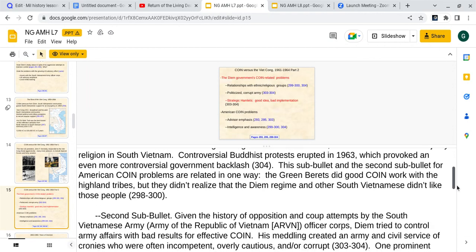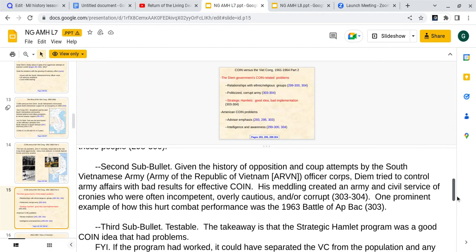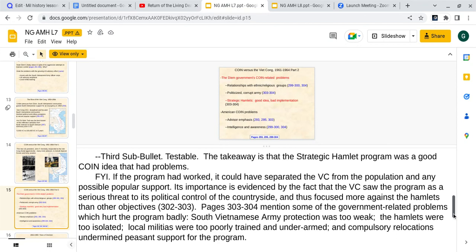They specify here what's testable to know about strategic hamlets. The takeaway is that the strategic hamlet program was a good counterinsurgency idea that had problems. It's important, as evidenced by the fact that the Viet Cong saw the program as a serious threat to political control of the countryside and focused more against the hamlets than other objectives. So the Viet Cong see that this is a pretty significant threat, the strategic hamlets.